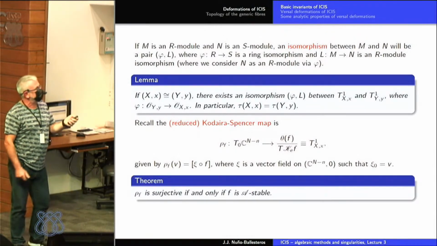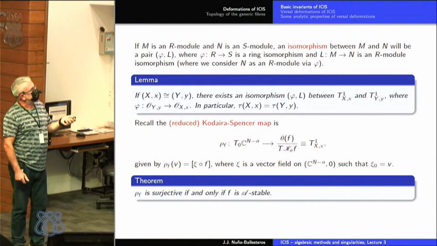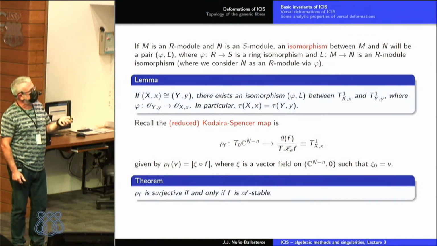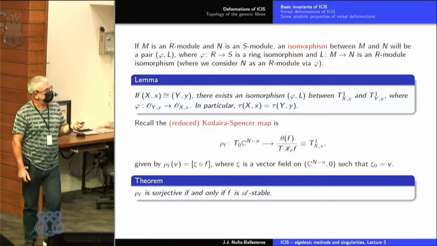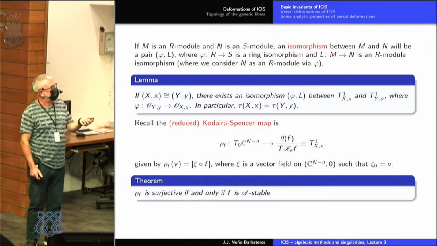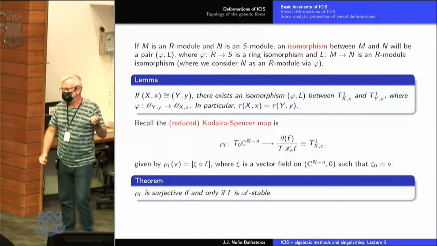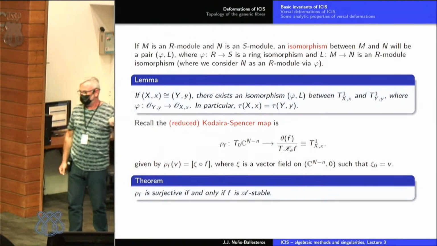So an important theorem is that the Kodaira-Spencer map, rho F, is surjective if and only if the mapping F is A stable. So the notion of a stable map appeared yesterday in lecture 2 by Professor Ruas.